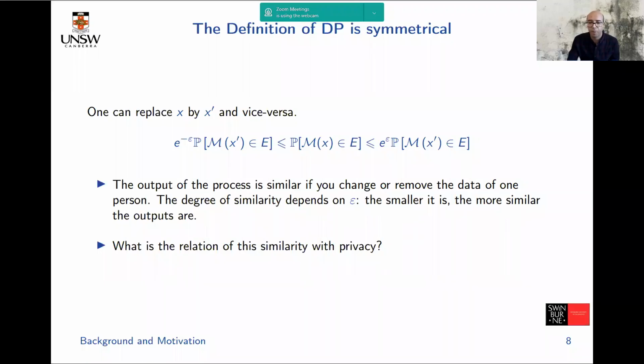Obviously epsilon. For epsilon 0, the probability of the output of M on x and x prime is exactly the same. But what is the relation of this similarity with privacy?